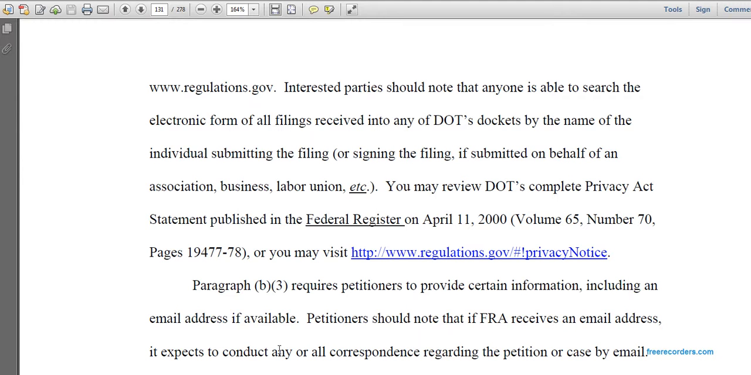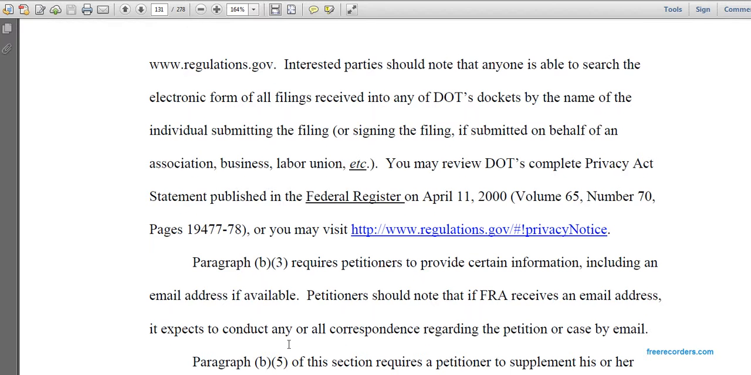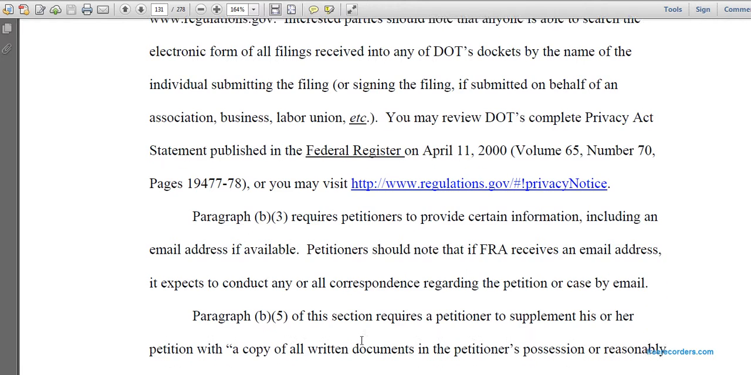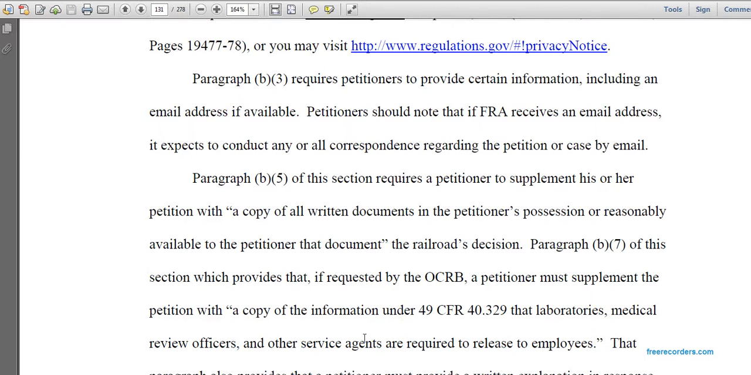Paragraph B3 requires petitioners to provide certain information, including an email address if available. Petitioners should note that if the FRA receives an email address, it may conduct all correspondence regarding the petition by email. Paragraph B6 of this section requires the petitioner to supplement his or her petition with a copy of all written documents in the petitioner's possession or reasonably available to the petitioner concerning the railroad's decision. Paragraph B7 of this section provides that, if requested by the Operating Crew Review Board, the petitioner must supplement the petition with a copy of information under Title 49 CFR 40.329.